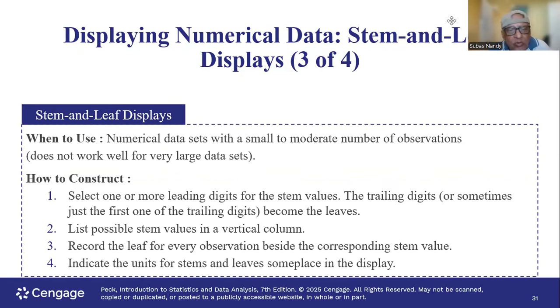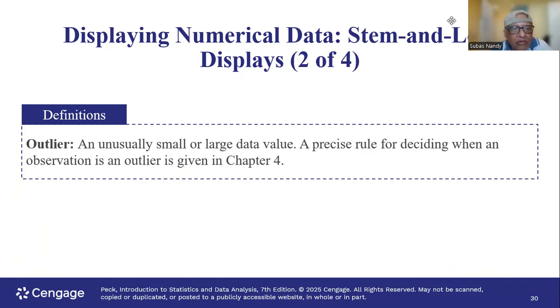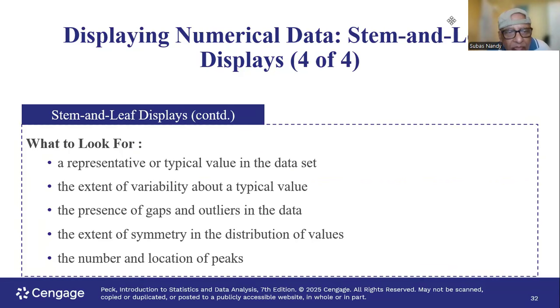And how to construct. Select one or more leading digits for the stem. That's on the left of the vertical line. The trailing digits, sometimes just the first one of the trailing digits, become the leaves. List possible stem values in a vertical column. Record the leaf for every observation beside the corresponding stem value. Indicate the units for stems and leaves in the display. So we talked about outliers already.